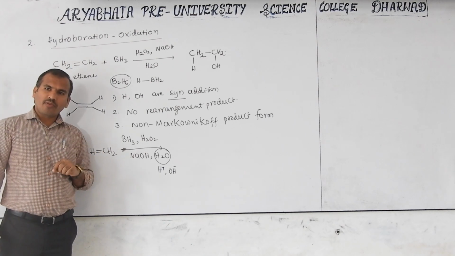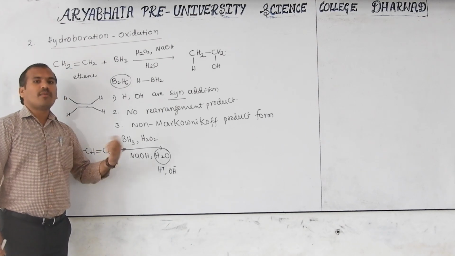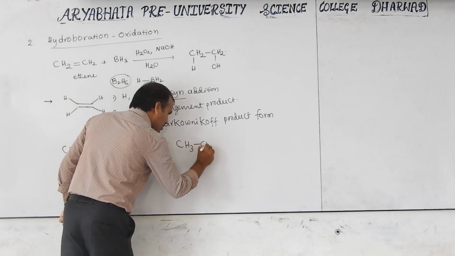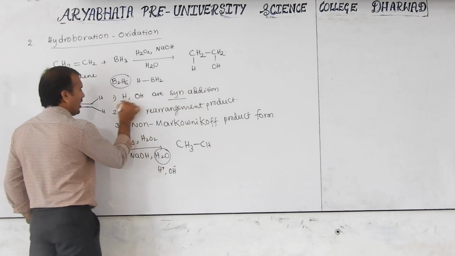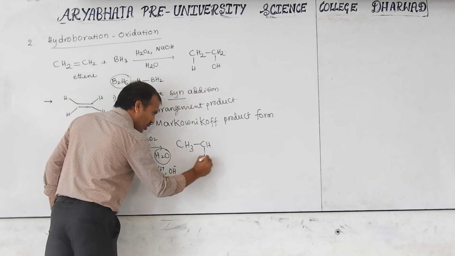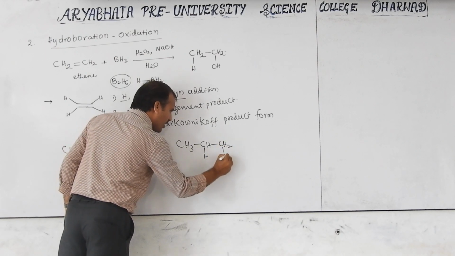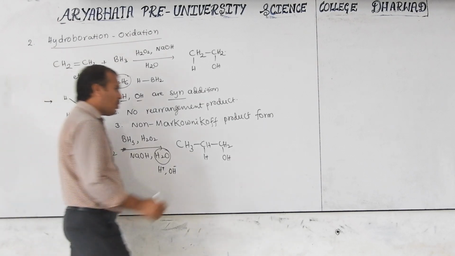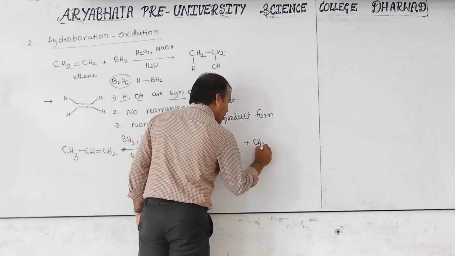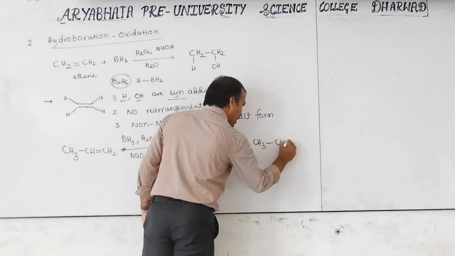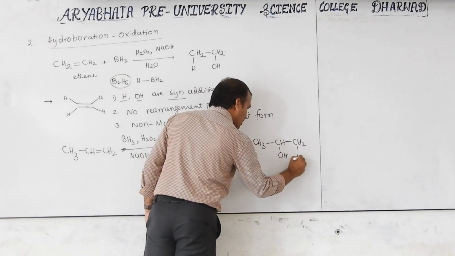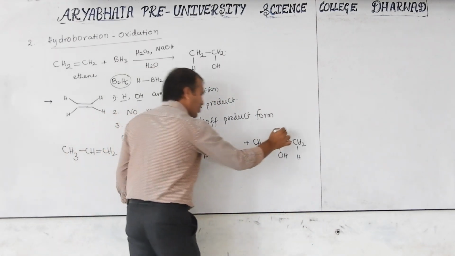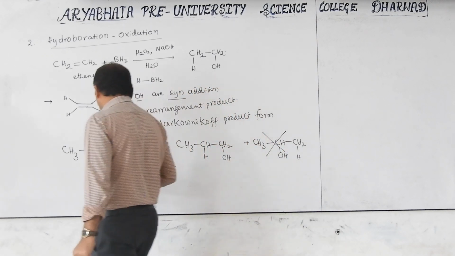But anti-Markovnikov's rule, what is that? It's the opposite: OH goes to the carbon having more hydrogens. That's why we will get the product CH3, CH, because they are H and OH. H is added here and CH2OH added here. Both are added on the same side. But don't expect this product, CH3CHOHCH3. This is the Markovnikov product, this is the anti-Markovnikov product. This is not possible in this reaction.